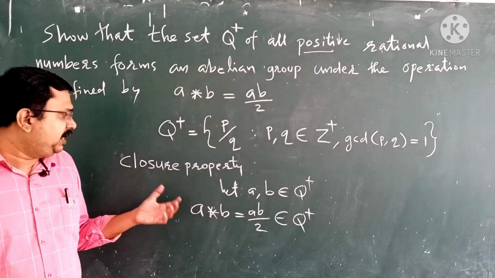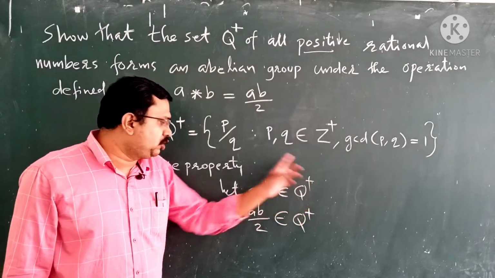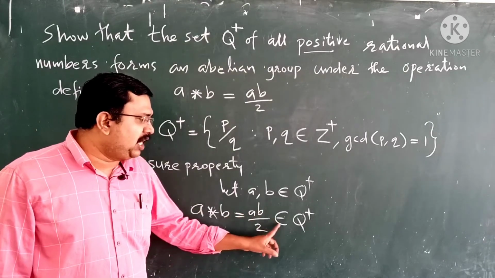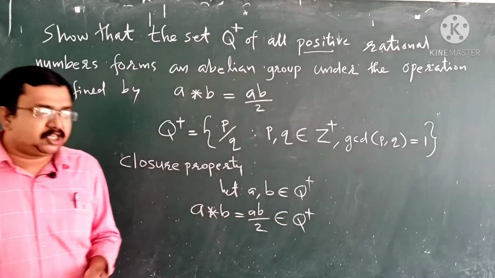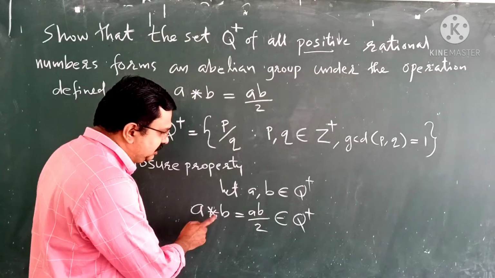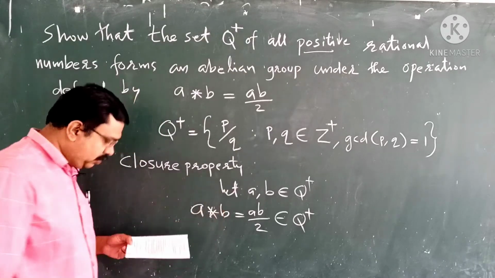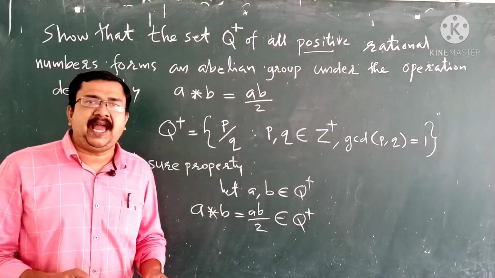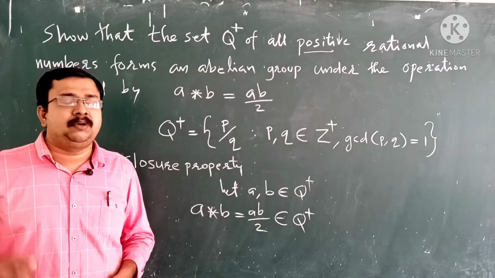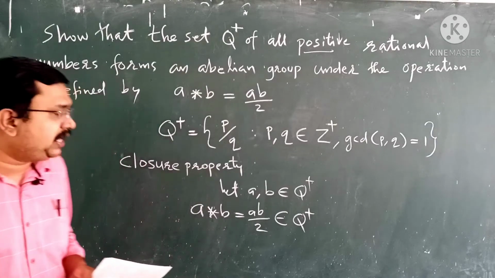We are proving the closure property. Let a and b belong to Q plus, then a star b equals a into b by 2, which also belongs to Q plus. It shows that Q plus is closed under the operation star. Now we can prove three axioms G1, G2, G3, and to prove abelian group we must satisfy G4 also.